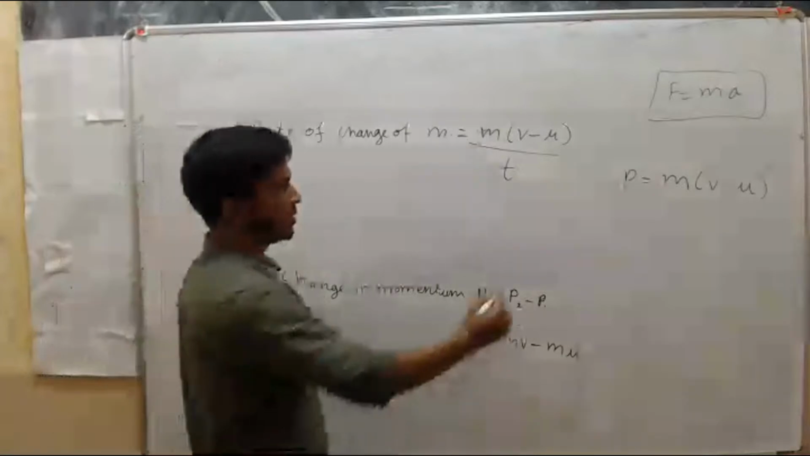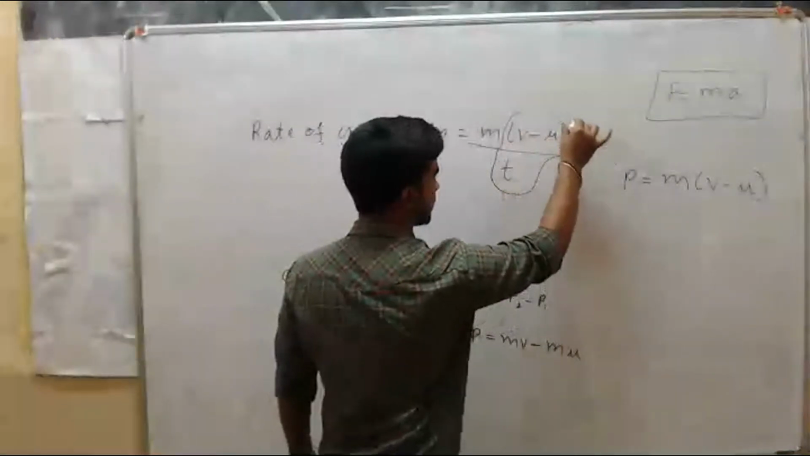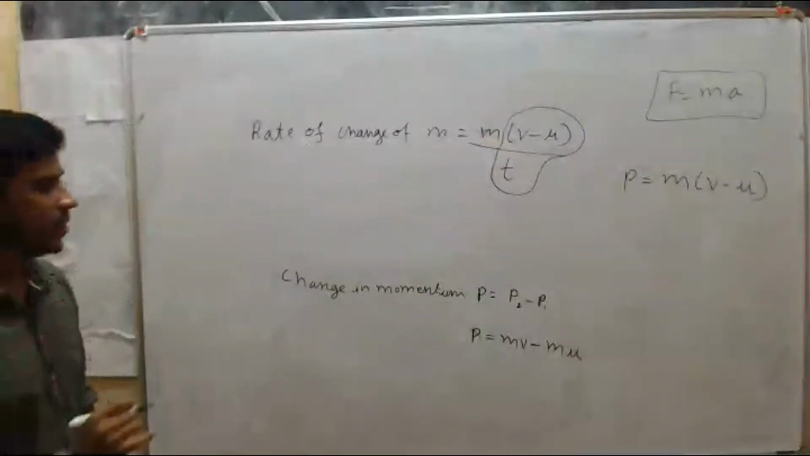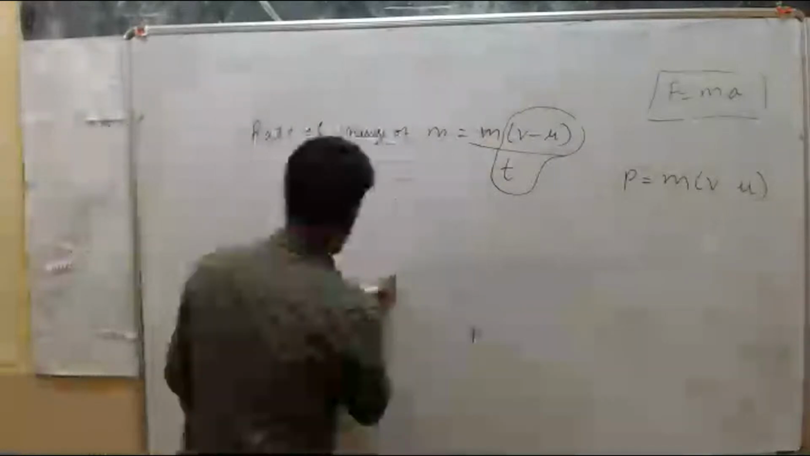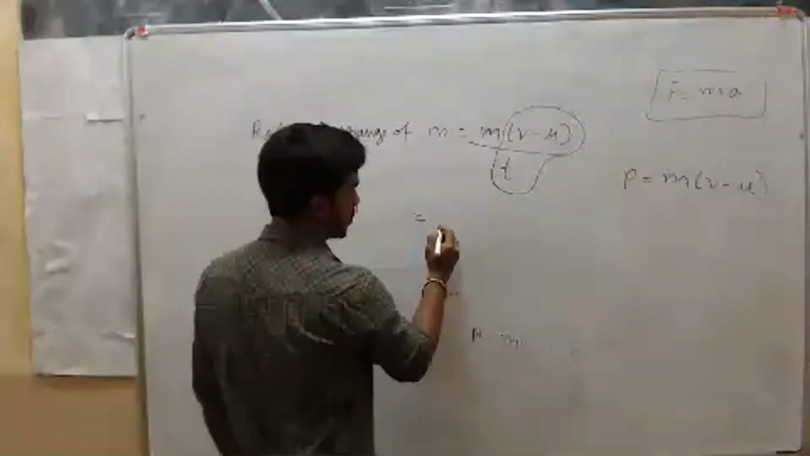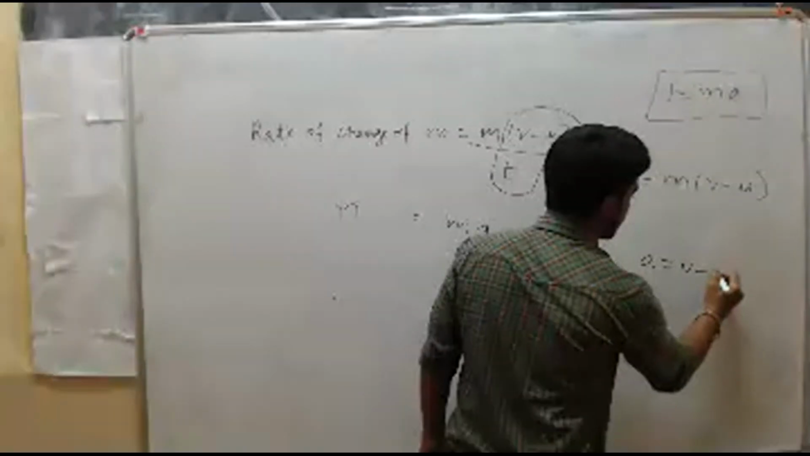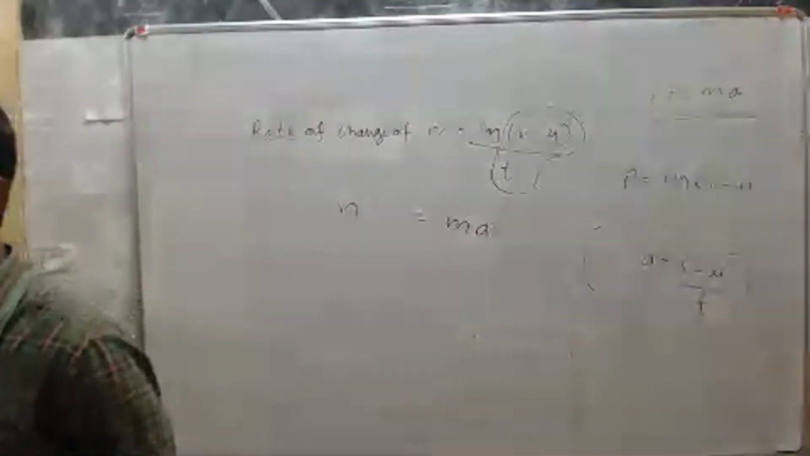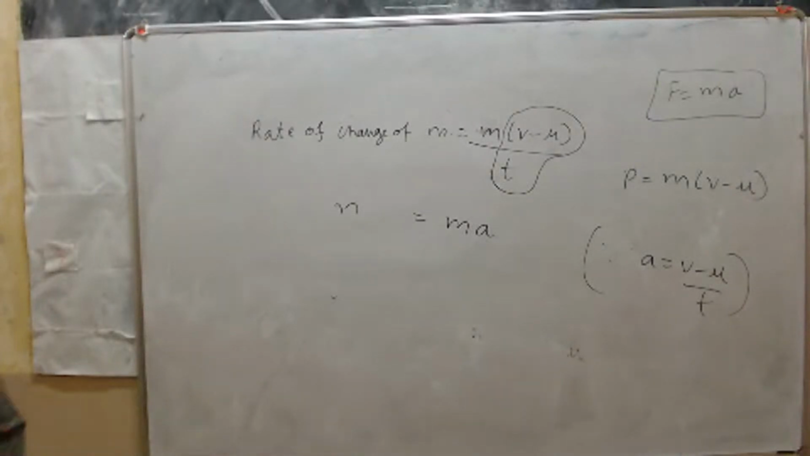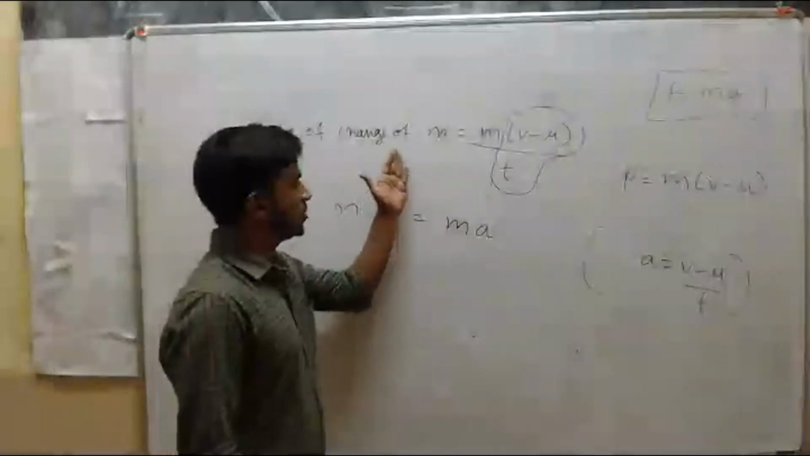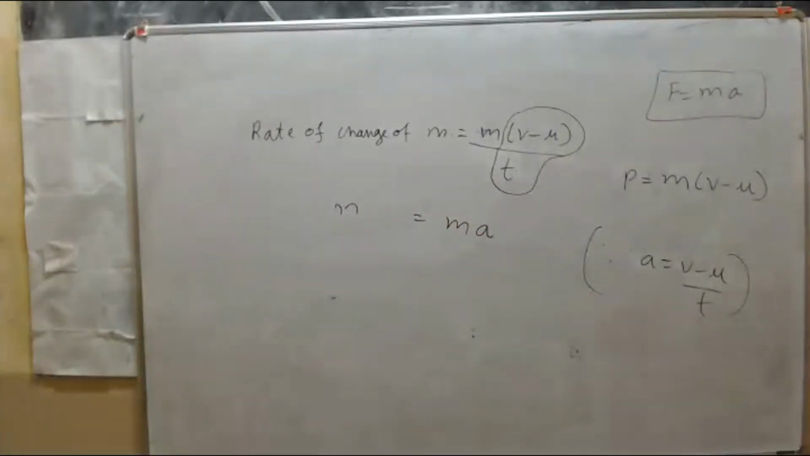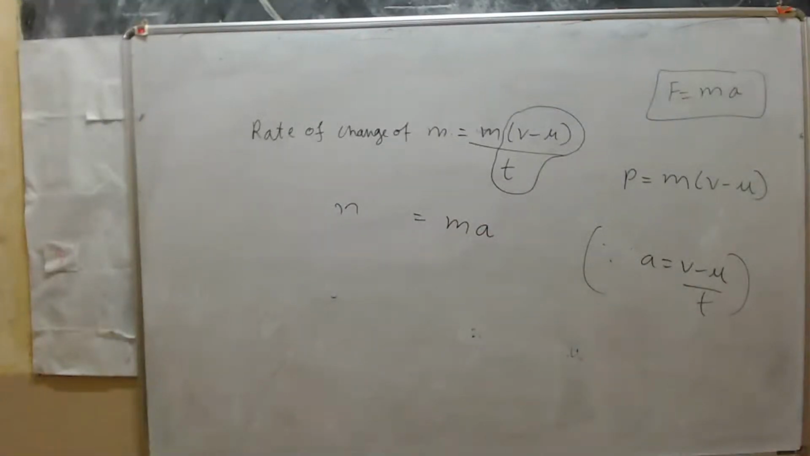Now just observe here. Consider v minus u divided by t. We can write the rate of change of momentum as m into a, where a is equal to v minus u divided by t. Velocity changes in a given time, so that is acceleration. So now we got the rate of change of momentum equal to m into a. Yes, we got m and a. Now we need F.